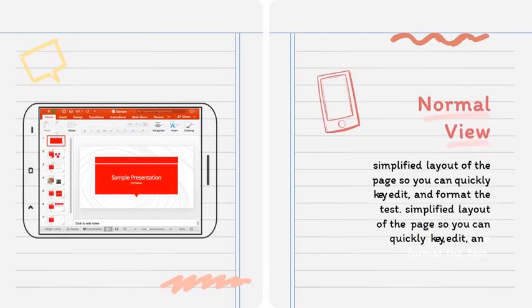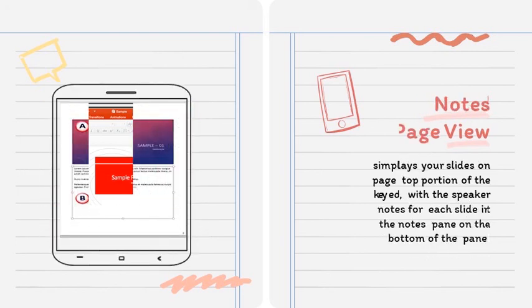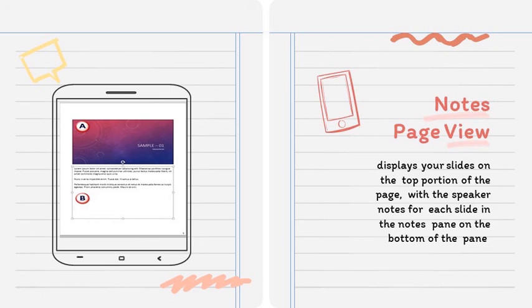Normal view. It is the simplified layout of the page so you can quickly edit and format the text. Notes page view. It displays your slides on the top portion of the page, with the speaker notes for each slide in the notes pane on the bottom of the page.